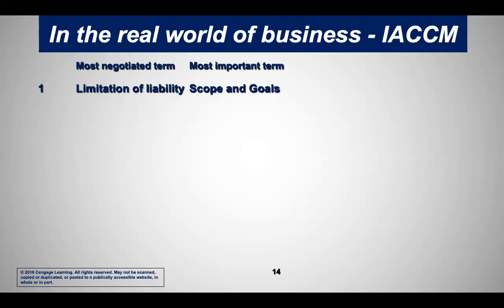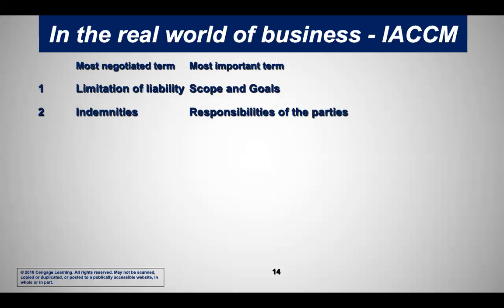And for the last several years, the most negotiated term is a limitation of liability. However, we think that the most important term is scope and goals, obviously. Like, what's the actual scope of the contract? What are the goals of the contract, right? And so they work their way down the list.